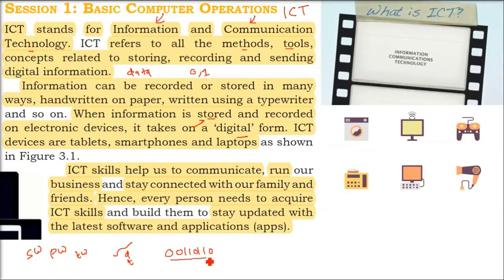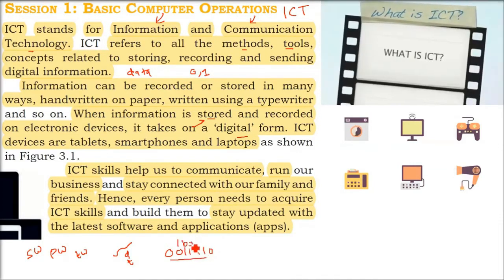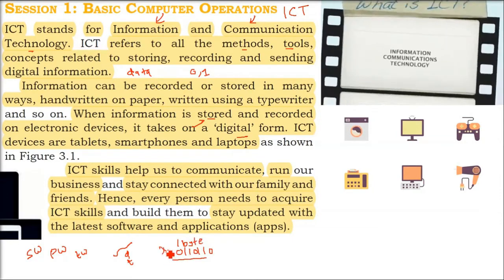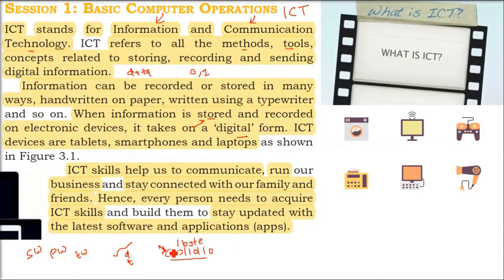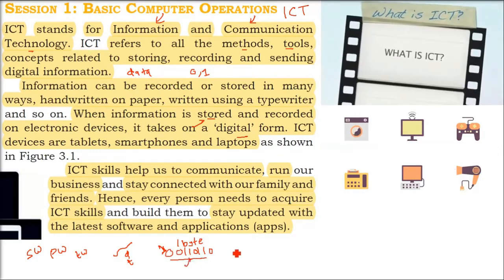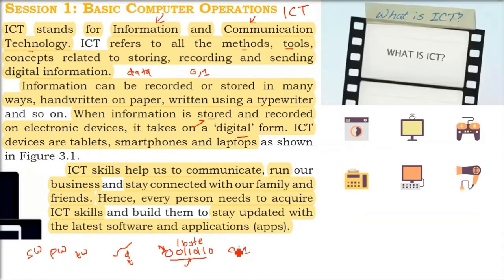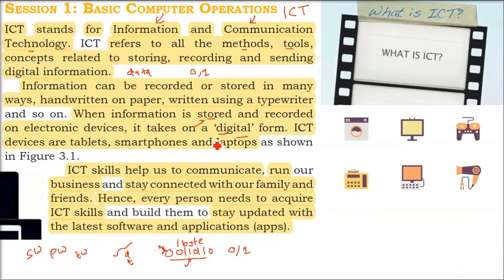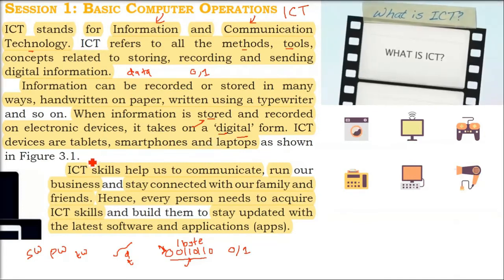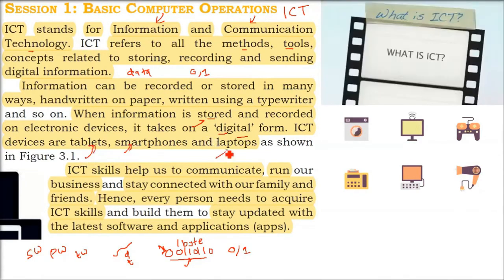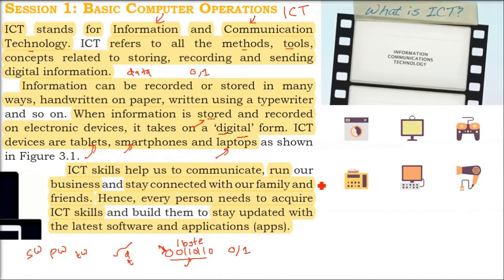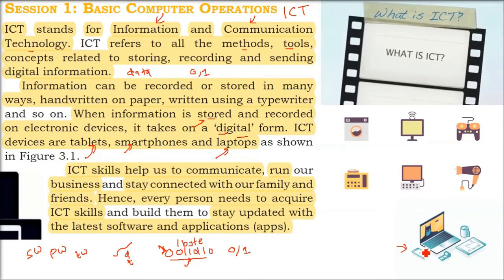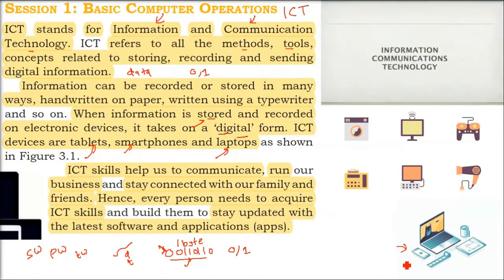So this 8-bit formation is called a byte. This is the minimum unit of counting. A byte becomes a kilobyte, then megabyte, then gigabyte, and so on. The data is 0 and 1; this is digital form. ICT devices, generally when we talk about them, are tablets, smartphones and laptops. How did this help us? The smallest one we have in our hand is the mobile.